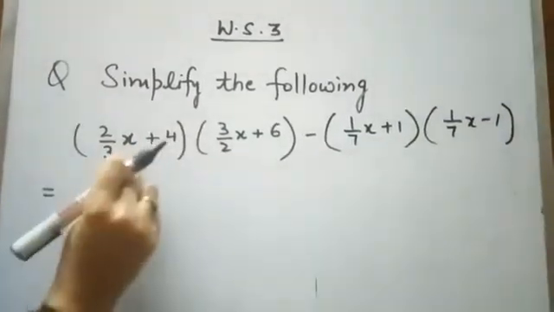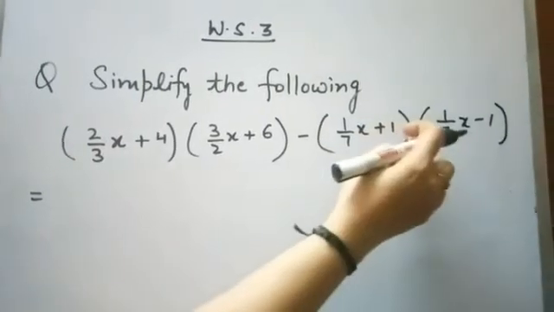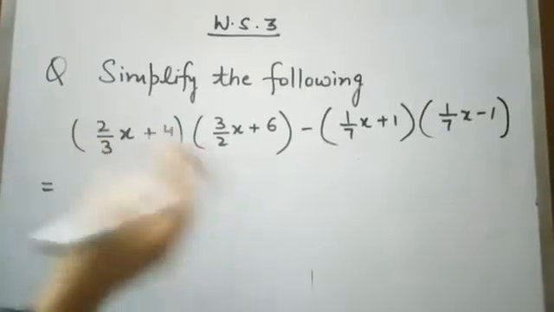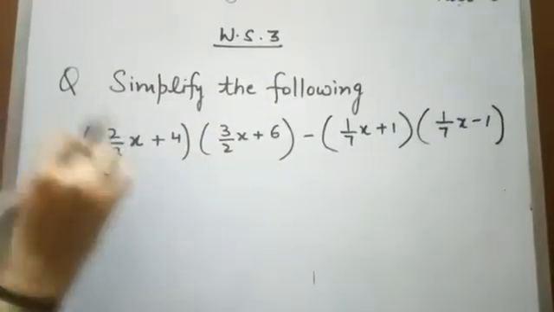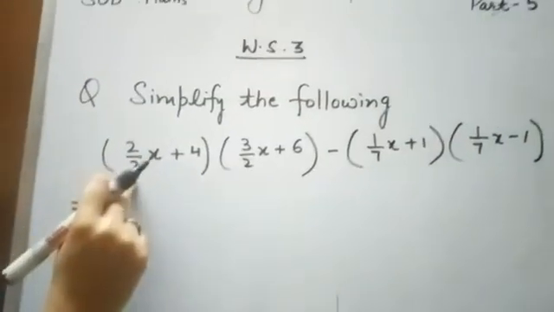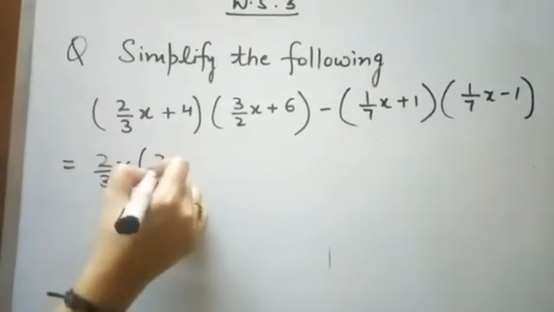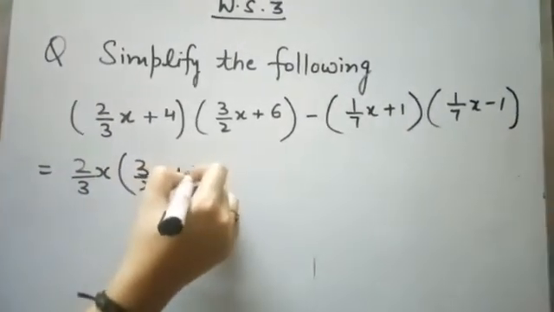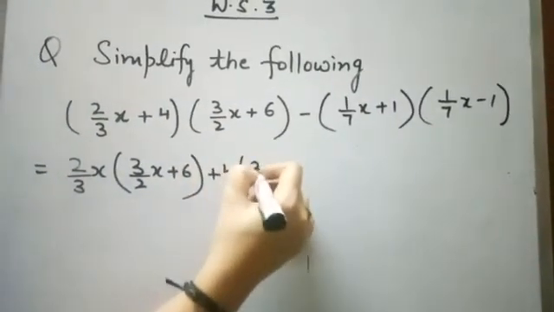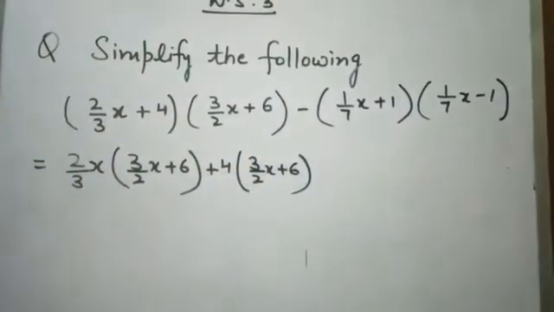One case is this and another case is this. These two are also binomials, and if there is no sign, it means a multiplication sign is between them. Now we will multiply them separately first. How to multiply a binomial with binomial? Pick out the first term of the first binomial and get it multiplied with the second binomial. Pick out the second term of the first binomial, plus 4, get it multiplied with the second binomial, that is 3 by 2x plus 6.